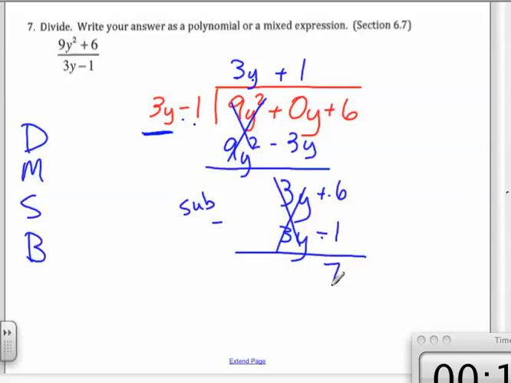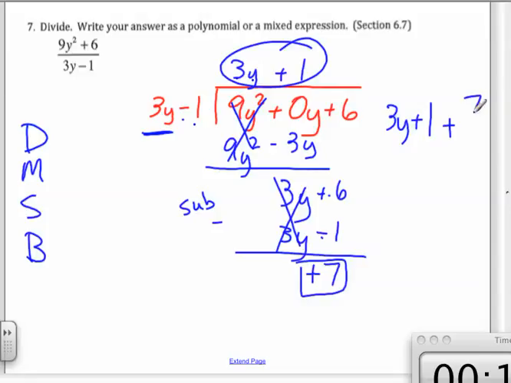For this one, is my answer going to be a polynomial, a simple polynomial, or is it going to be a mixed expression? Mixed expression. Yeah, because I have a remainder. So my answer is going to be this part, 3y plus 1 plus 7 over 3y minus 1.